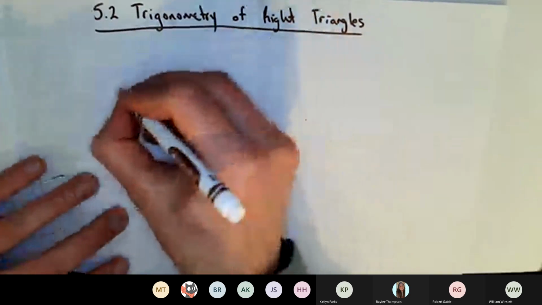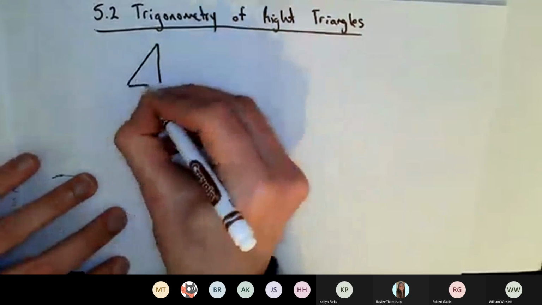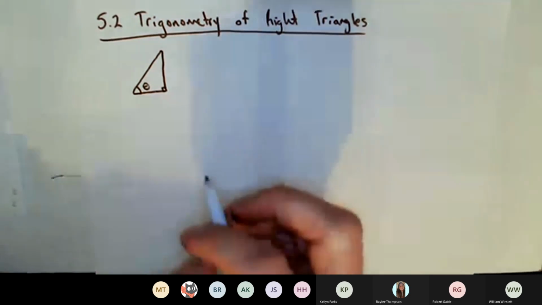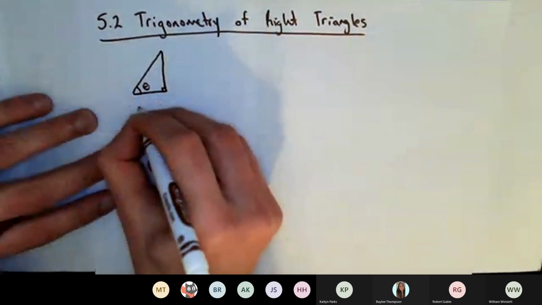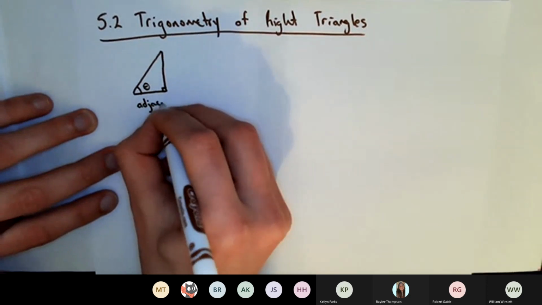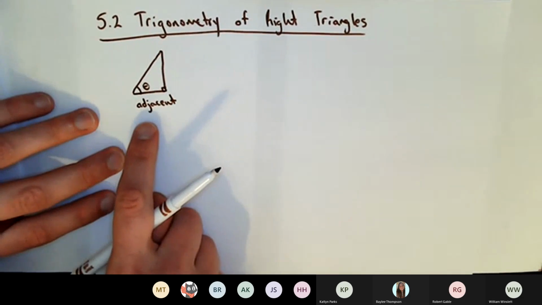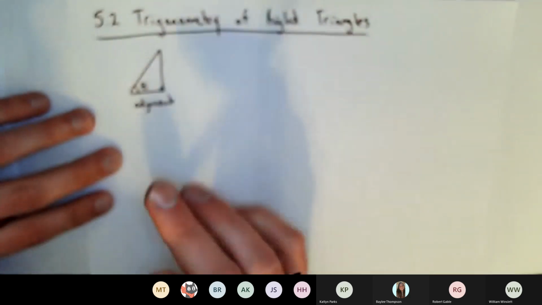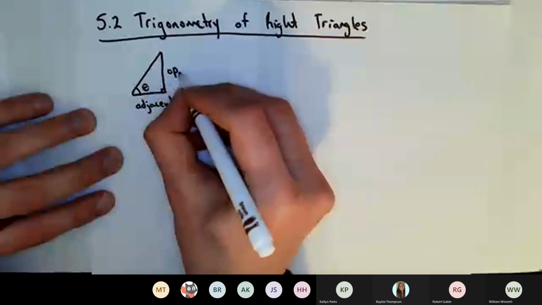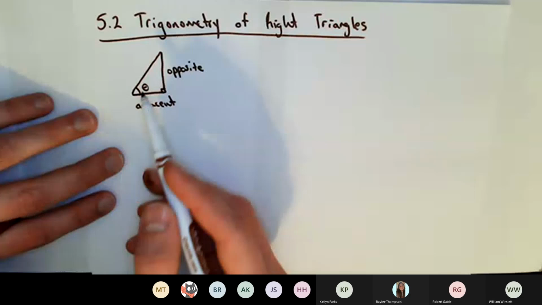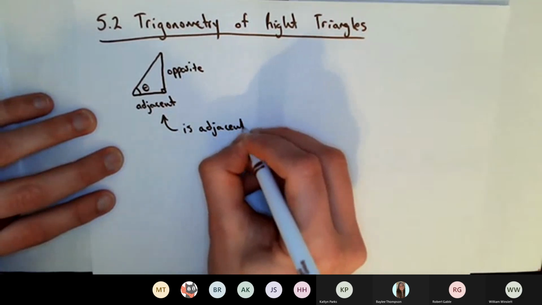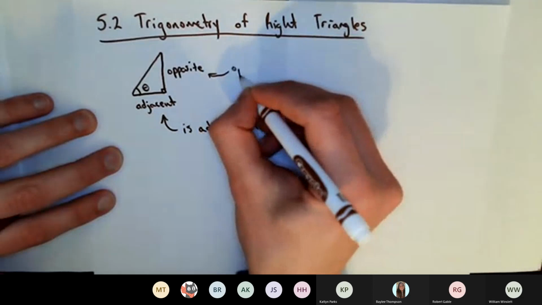So let's say we have a right triangle and some angle theta there inside the right triangle. And I'm going to go ahead and label this side down here, the adjacent side to theta. Because it's next to theta, so this side is adjacent to theta. So adjacent just means next to. So if you're sitting adjacent to somebody, you're sitting right next to them. This side is opposite to theta. So notice these two sides are labeled in the context of where theta is. So this side is adjacent to theta. And this side is opposite to theta.